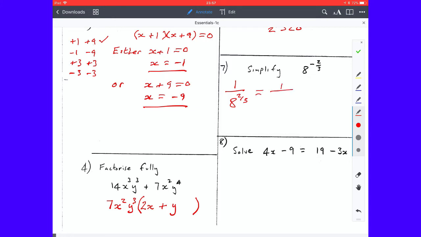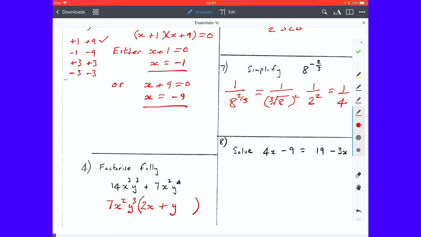But the power 2/3, the bottom one, the 3 gives you the root, and the top one gives you the power. So this means the cube root of 8 and then square it. The cube root of 8 is 2, and then I still have to square it. So the final answer, 2 squared is 4, giving an answer of 1/4.